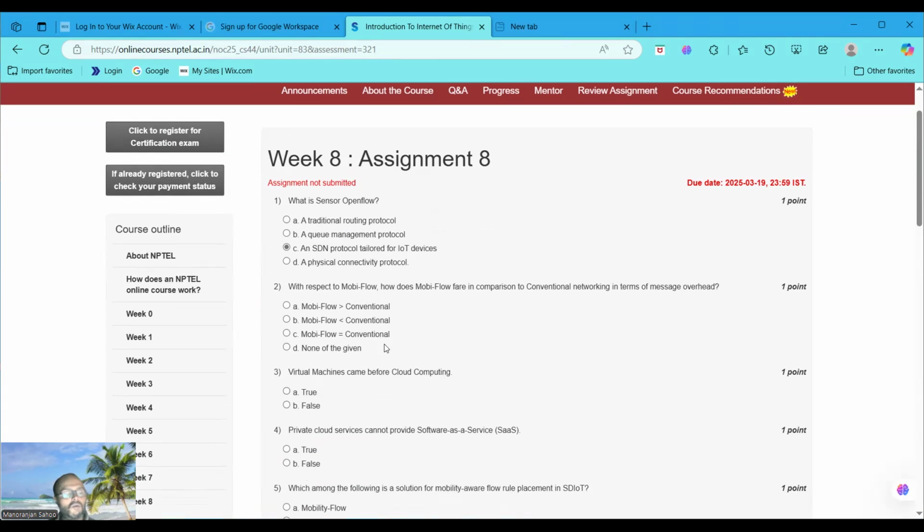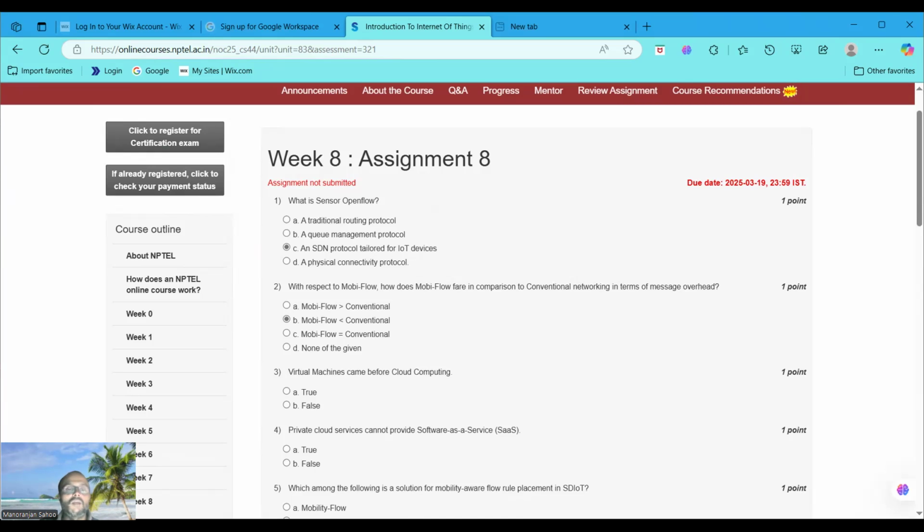Moving to question number 2: with respect to MobiFlow, how does MobiFlow fare compared to conventional networking in terms of message overhead? It is MobiFlow overhead less than or equal to conventional.